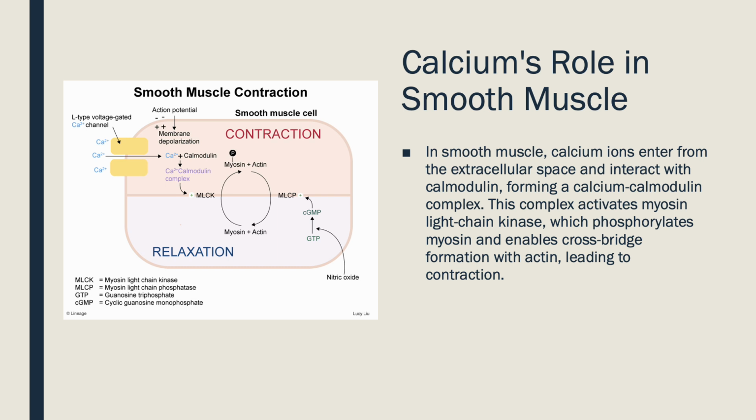Now let's recap just for a second here. Calcium enters the smooth muscle cell and binds to calmodulin. This calcium-calmodulin complex activates that MLCK, and that was the myosin light chain kinase, which then phosphorylates.